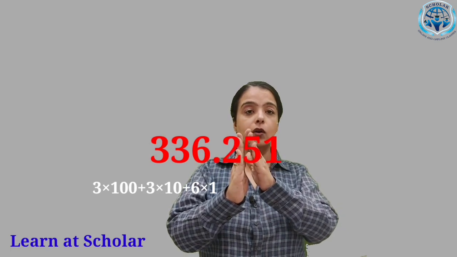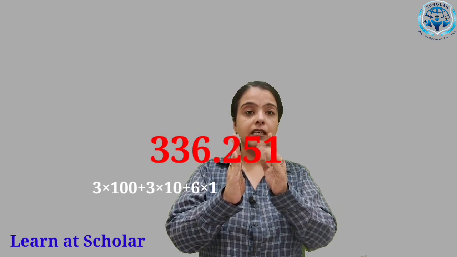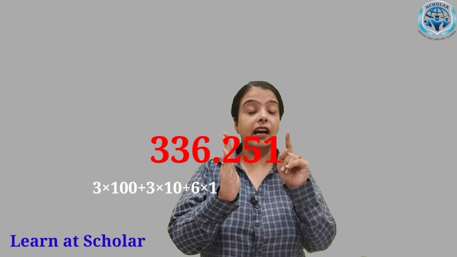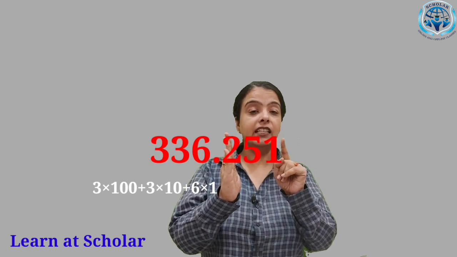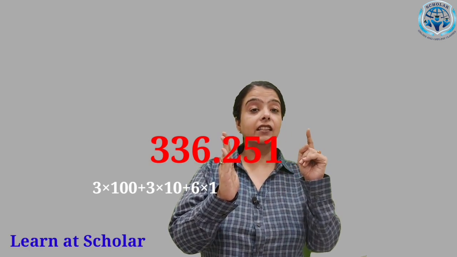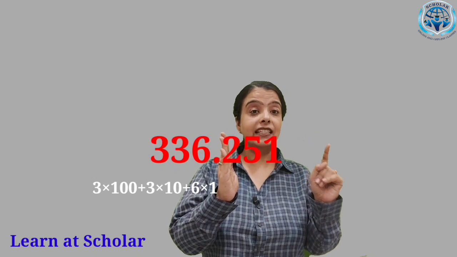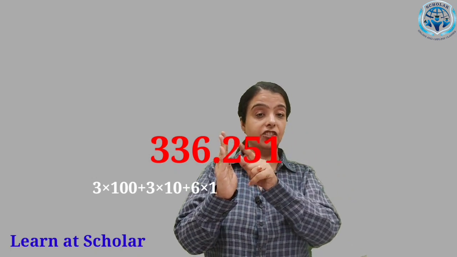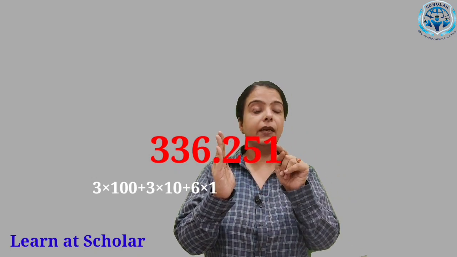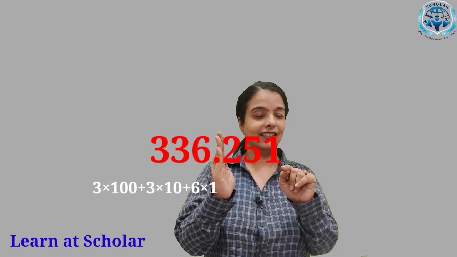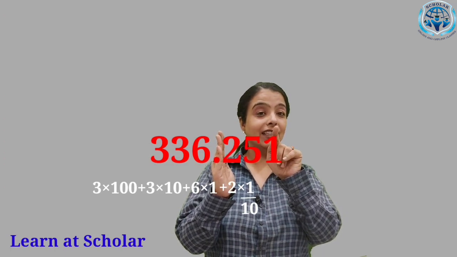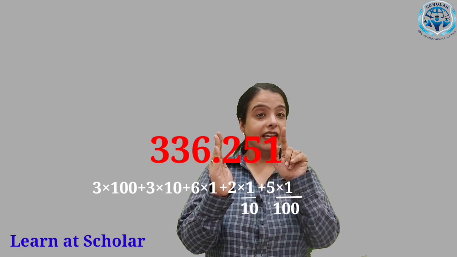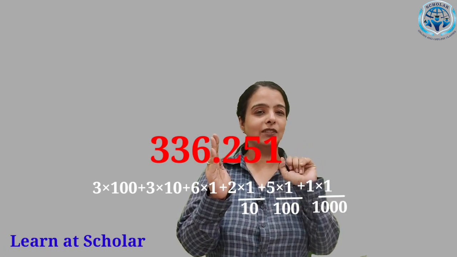Plus, now the digits after the decimal. This starts from tenths, then hundredths, then thousandths. That means the digit just after the decimal will be multiplied with 1 upon 10. The second will be multiplied with 1 upon 100, and the third digit is multiplied with 1 upon 1000.